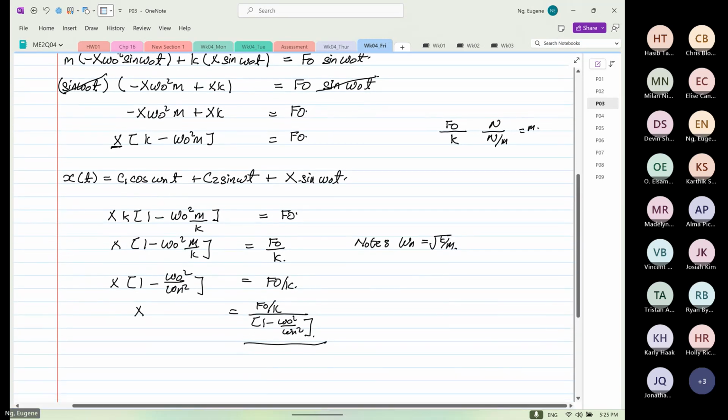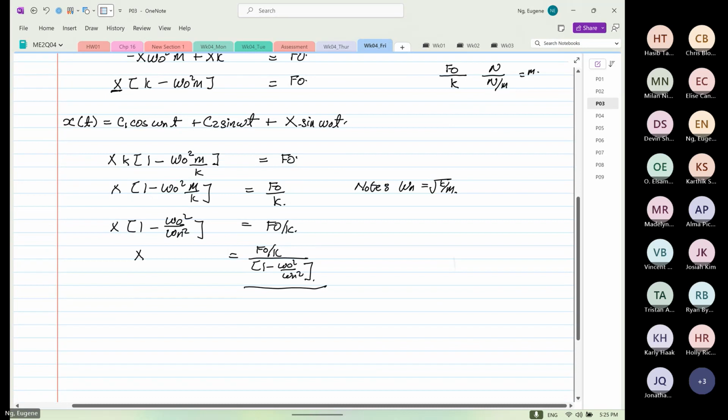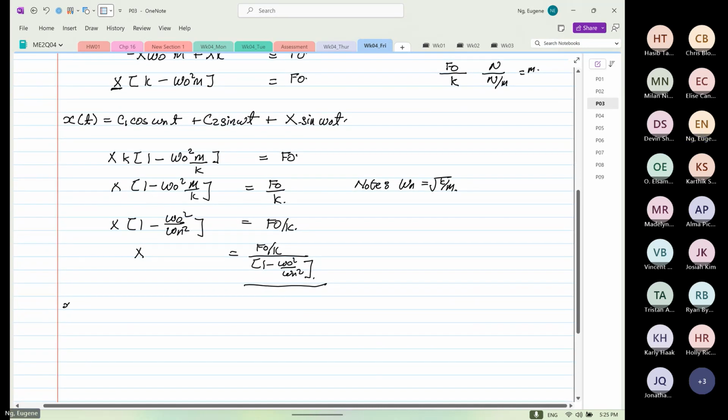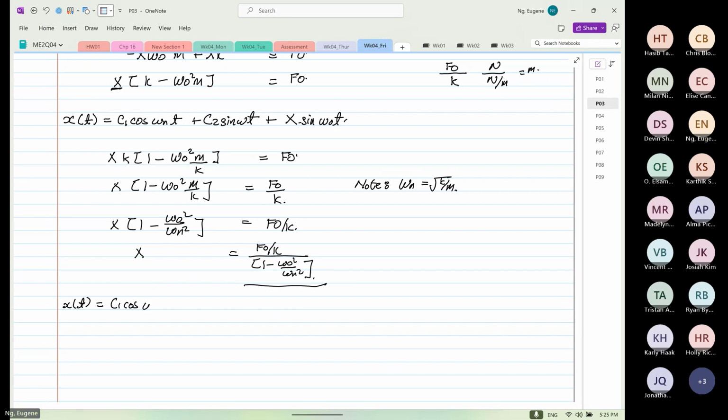Okay. So from here, we know that x as a function of time is equal to C1 cos omega_n t plus C2 sine omega_n t plus (F0/k) divided by the bracket 1 minus (omega_0 squared over omega_n squared), times sine omega_0 t. You're good to go.